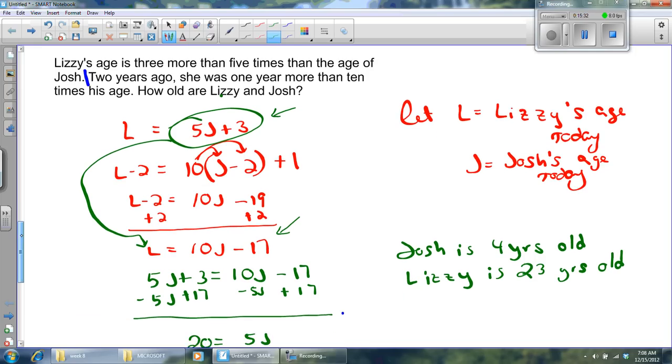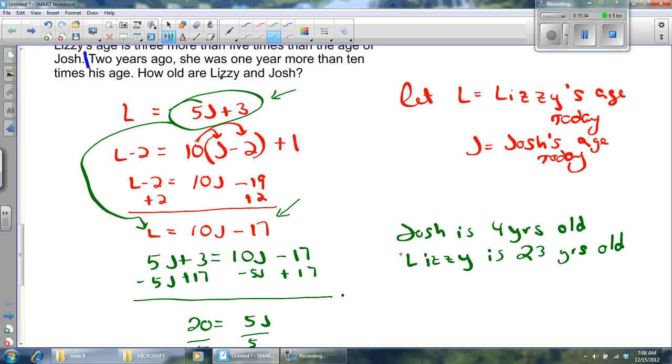That's just bothering me a second. Let me check it. 2 years ago, Josh would have been 2, right? And Lizzie would have been 21. And if I multiply Josh's age by 10, I get 20. And it's still one short of Lizzie's age. So no, I'm okay. All right, there you go.